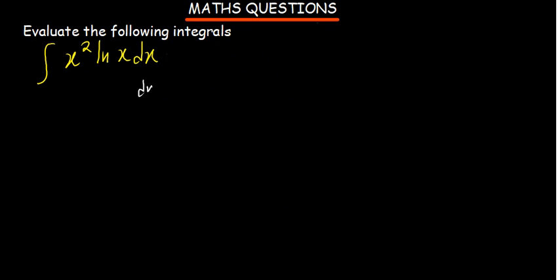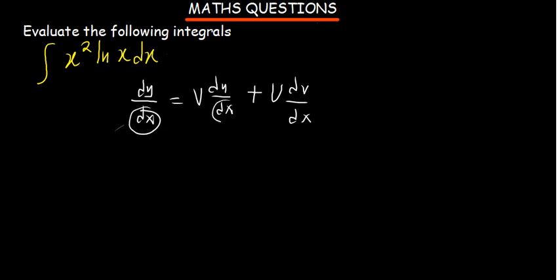If you have dy over dx, this is equal to v du over dx, then plus u dv over dx. Is it minus or a plus? It's a plus there. Now since everything has a dx down, we can cancel out that dx. So we're going to have dy being equal to v du plus u dv.